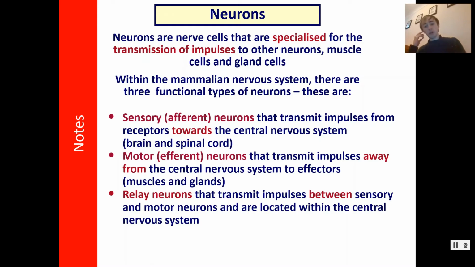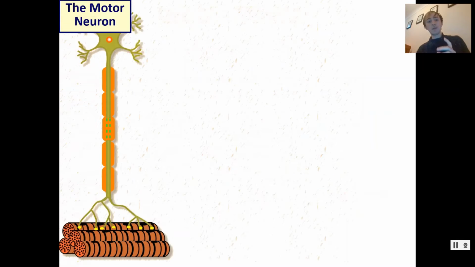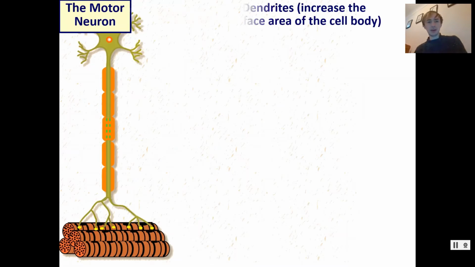A relay neuron are the neurons that are found inside the central nervous system, inside your brain, your spinal cord. They coordinate that information, pass it from sensory to motor neuron. And then a motor neuron, which is sometimes called an efferent neuron, transmits impulses away from the central nervous system to a muscle or a gland. Now all of that should be familiar to you from GCSE. So again, kind of repeating ourselves. This is going to be less familiar, I think.